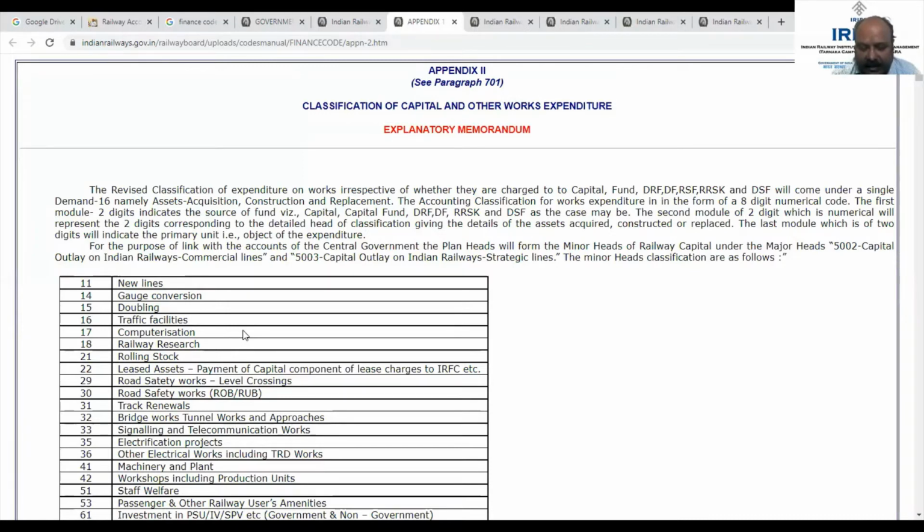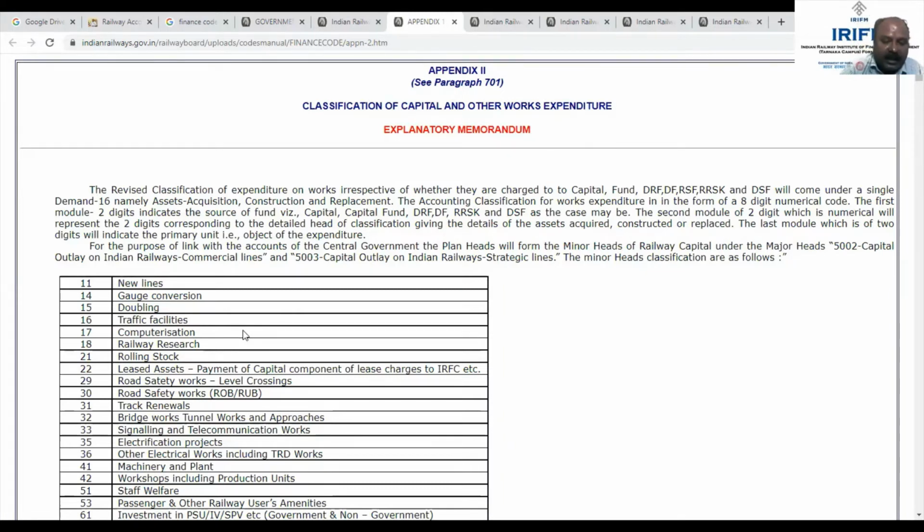And 17 and 18 were introduced later. 17 is completion of projects, and 18 is railway research, which includes RDSO. 21 is a very, very important plan head, the rolling stock. 22 is the payment of the principal component of the lease charges to IRFC or other institutions, the lease charges, which was also introduced in 2005. And 29 and 30 are road safety works: 29 is level crossings and 30 is ROB or RUB.